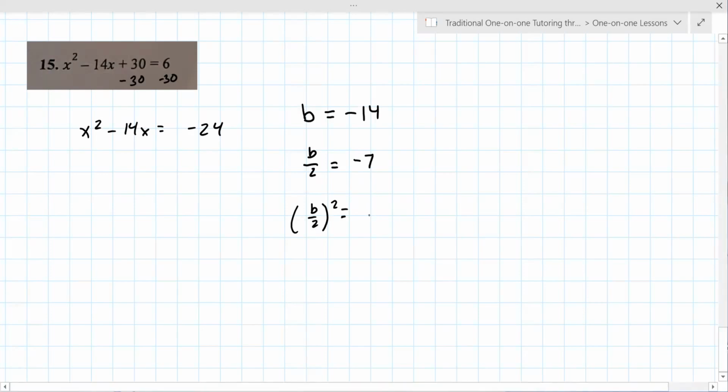So 7. This is what I'm asking. Negative 7 squared, which means negative 7 times negative 7. Yeah, I know. It's 49. I just got a little confused right there.